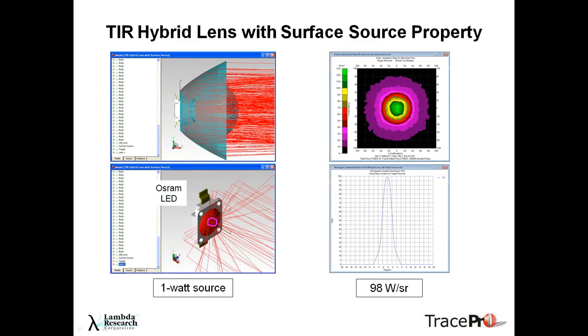Now here our irradiance map looks very similar, and our candela plot, or our intensity plot, again looks very similar to the two previous cases. We're a little bit higher, 98 watts per steradian, so I'd probably also want to look at what's the appropriate size for this surface that I applied the surface source property to. So 4 ways of modeling that and 4 different results, 3 of them fairly close.